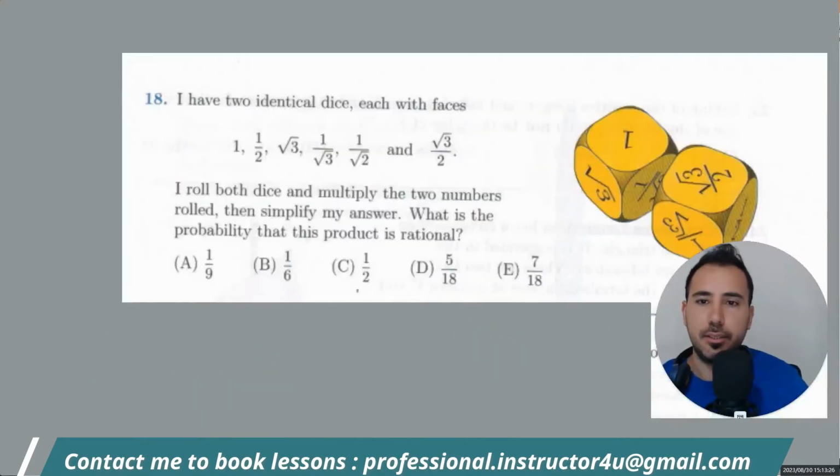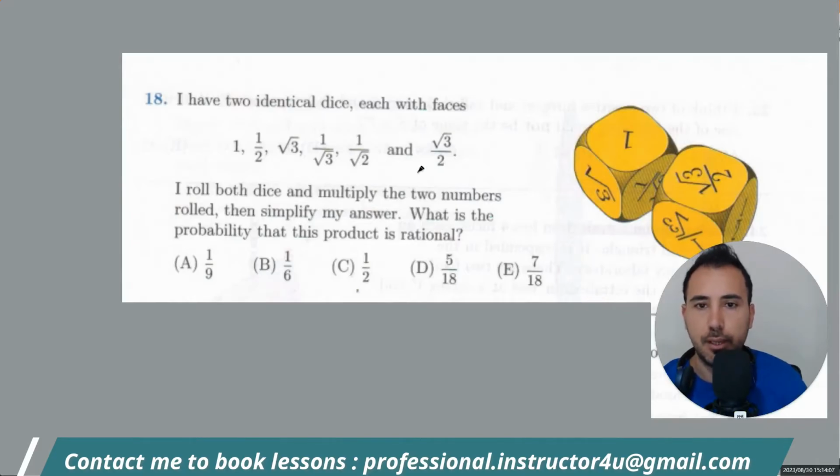I have 2 identical dice, each with these faces. I roll both dice and multiply the 2 numbers rolled, then simplify my answer. What is the probability that this product is rational? Let's see, for example, if I multiply 1 over 2 by 1, it will be again 1 over 2. Is it rational? Yes. So as long as there is no square root of 3 or square root of 2 in the answers, it's rational. If I have a square root of 2 or a square root of 3, irrational.